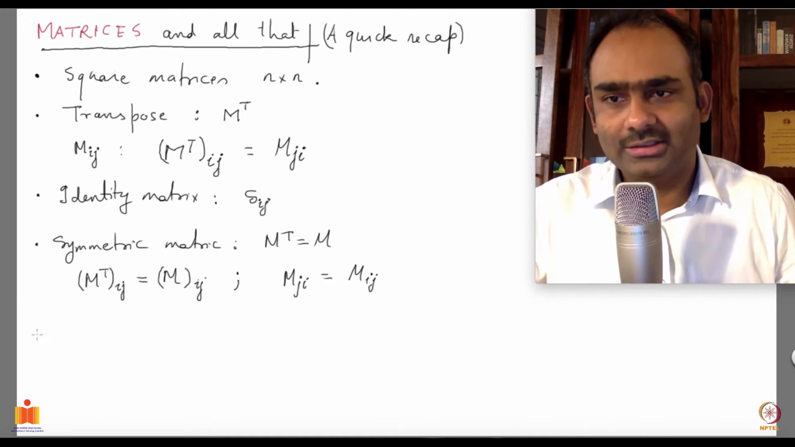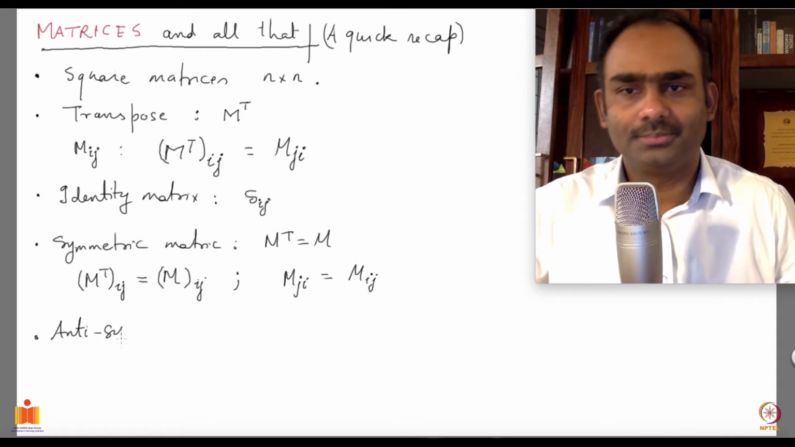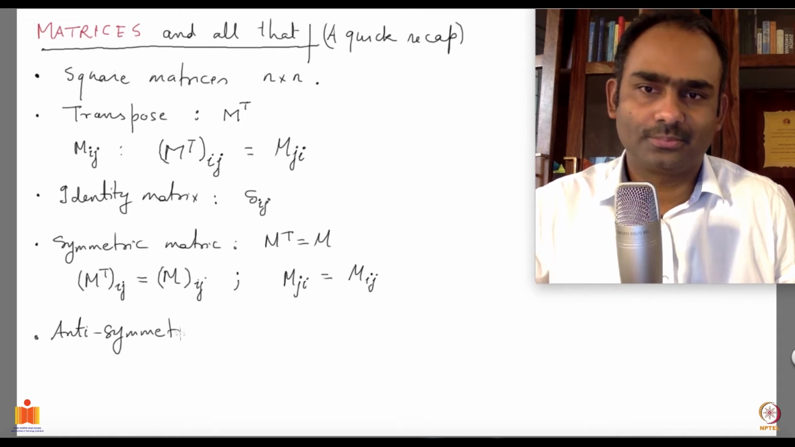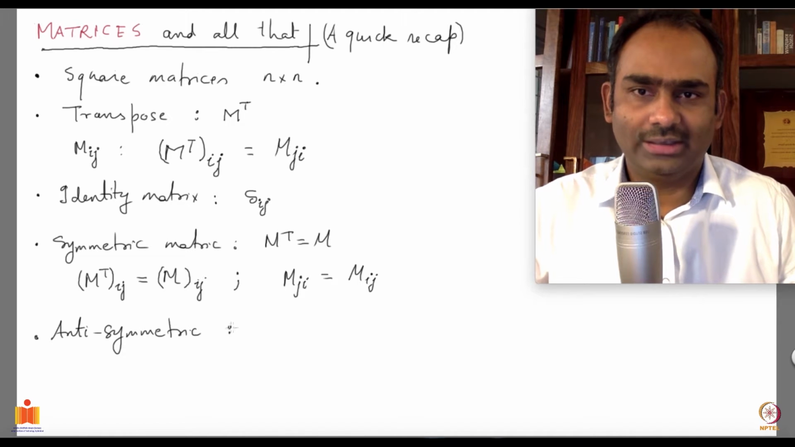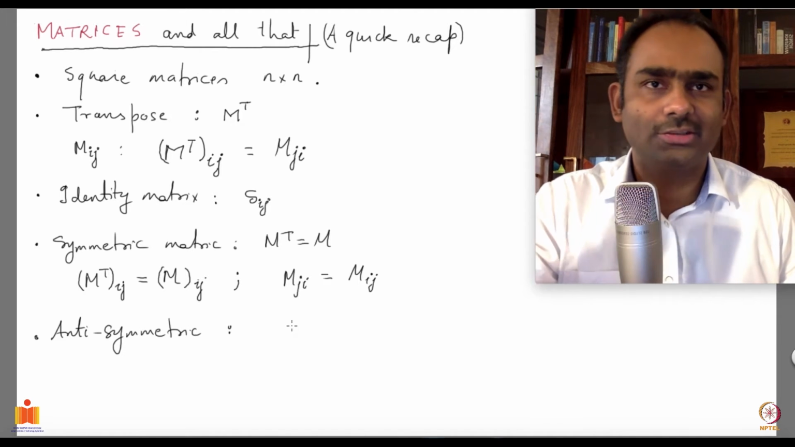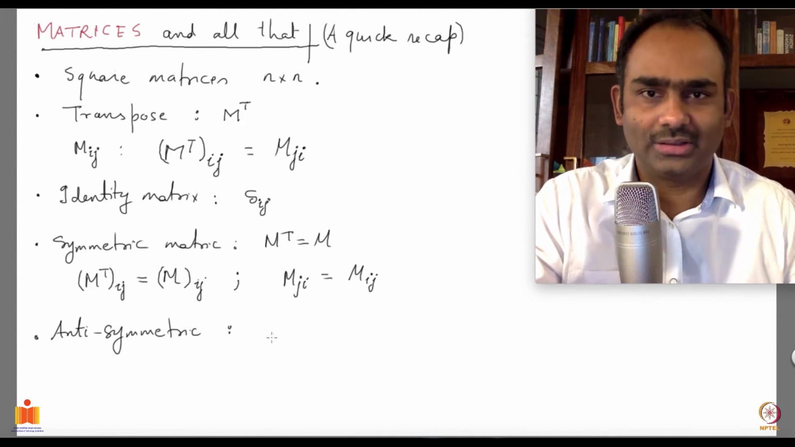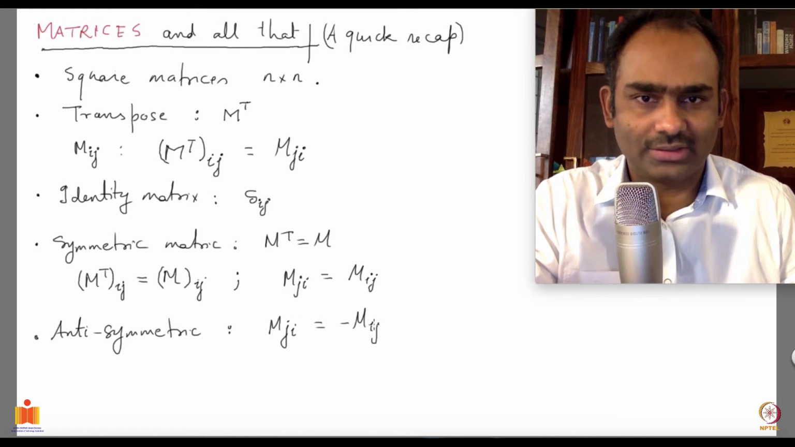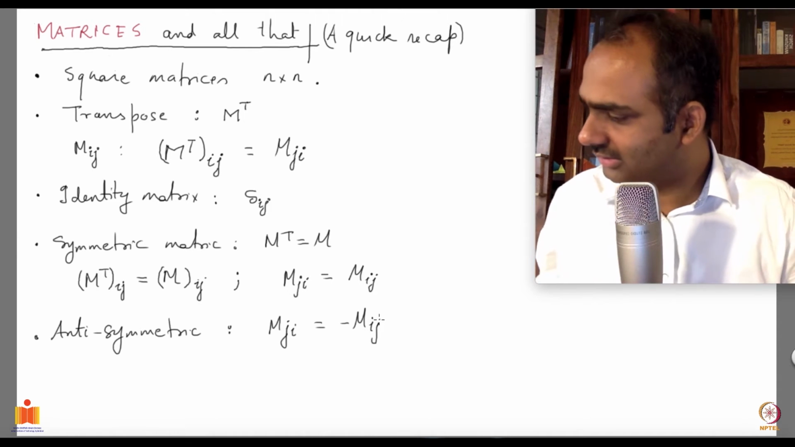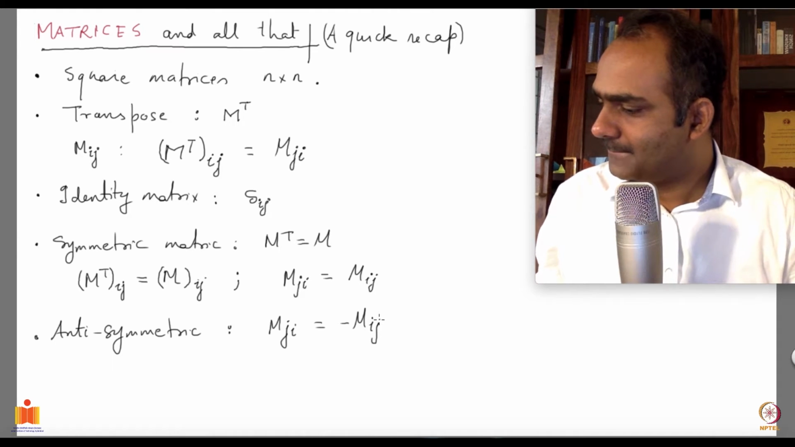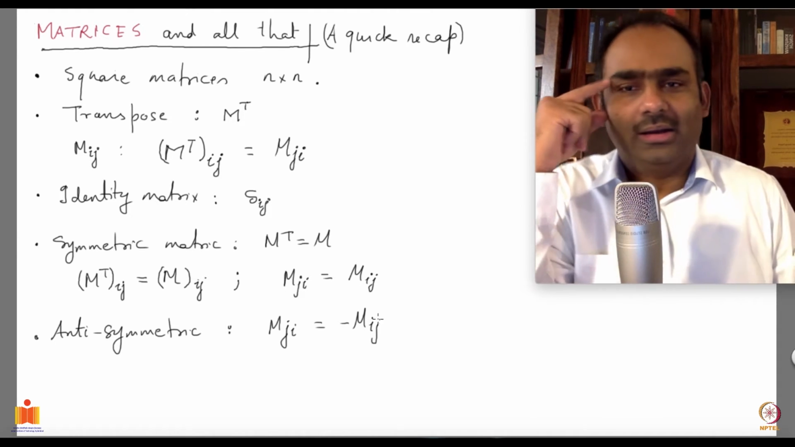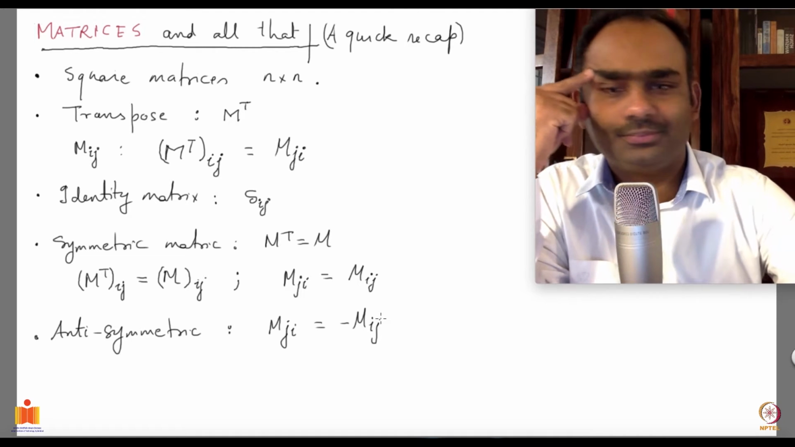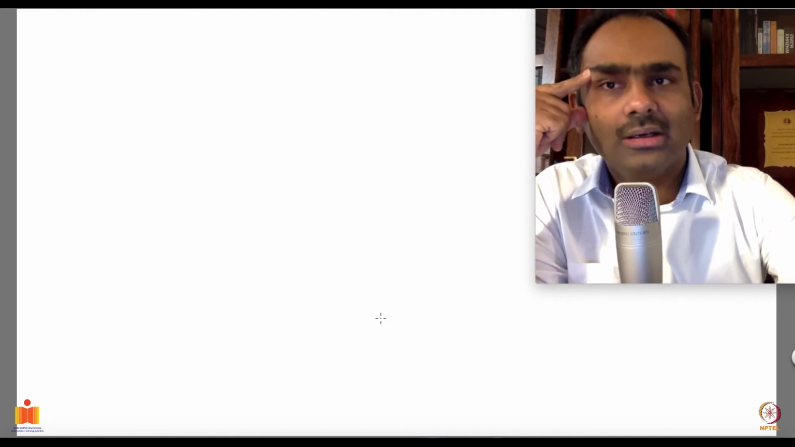Let's look at an anti-symmetric matrix. If you look at an anti-symmetric matrix, when you transpose, you get a minus sign. So you should have mji equals minus mij. That's good. Now that's easy. Let's go to the next.